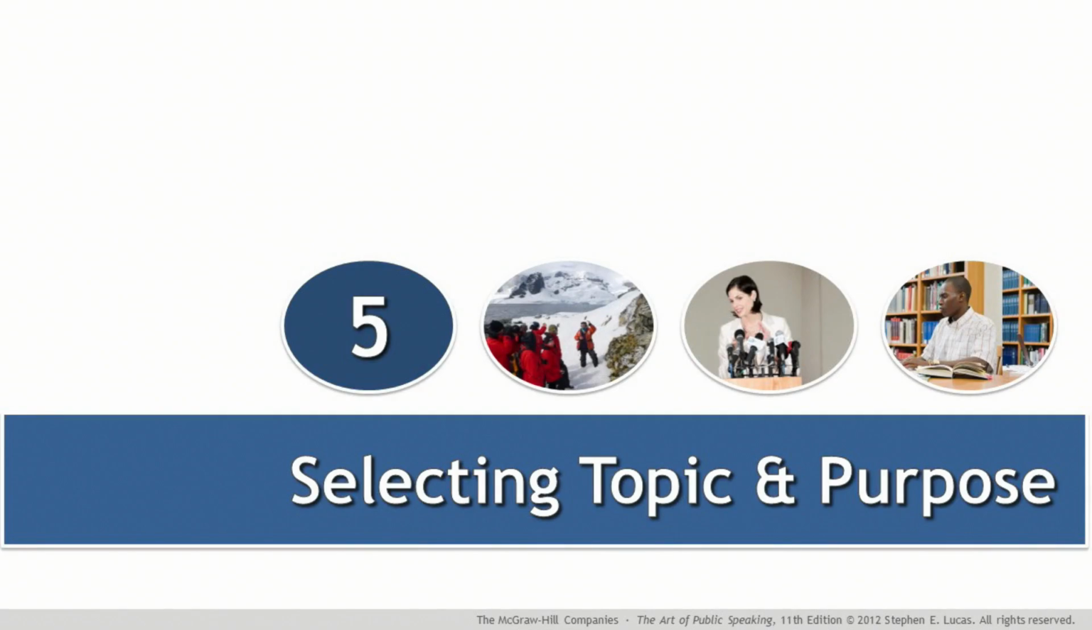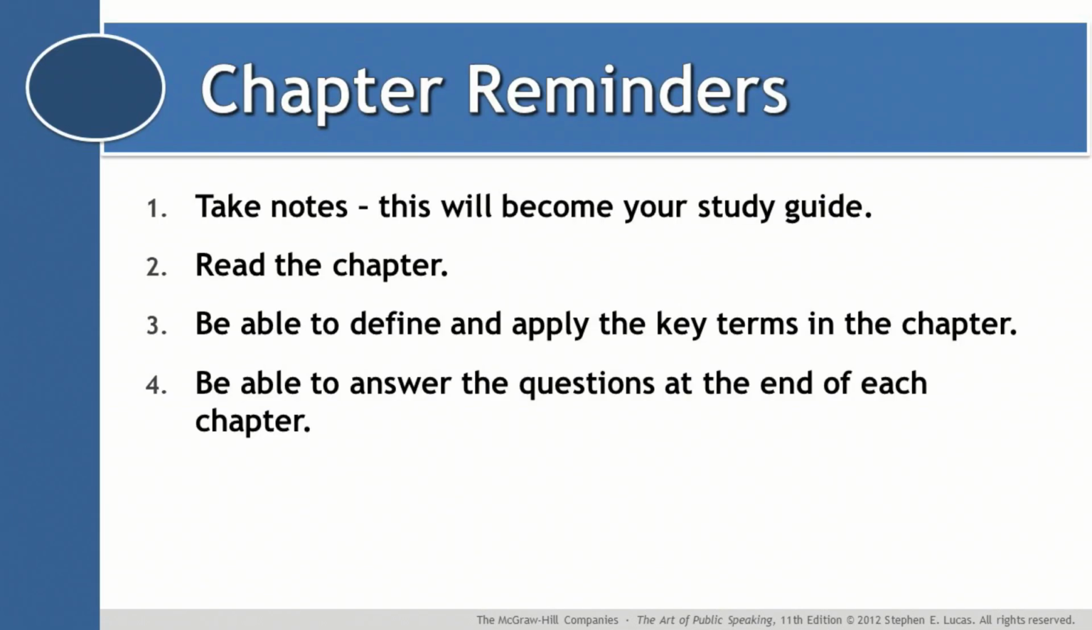Chapter 5 is going to focus in on selecting topic and purpose. Before we get into Chapter 5, just a couple quick reminders. First and foremost, please make sure that you're taking notes, as this will become your study guide both for the test and for the comprehensive final at the end.